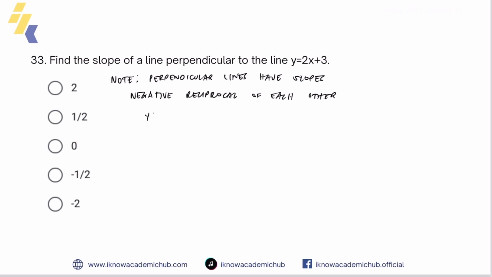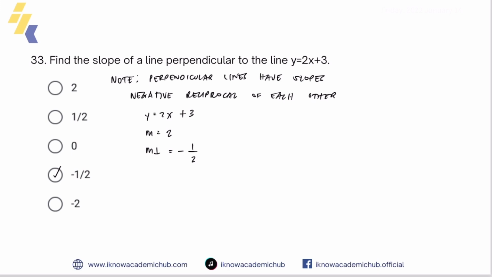Okay? Ayan. So, in the line y is equal to 2x plus 3, what is the slope? That's 2. Ngayon, ano yung slope ng perpendicular line? That's negative reciprocal. What's the reciprocal of 2? That's 1 half. Then you put negative here. So, the correct answer is negative 1 half.